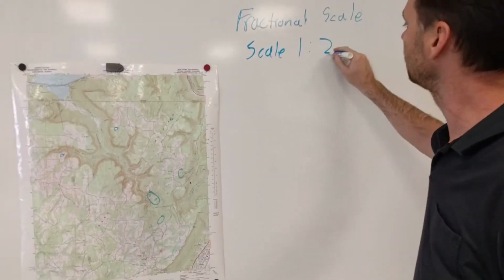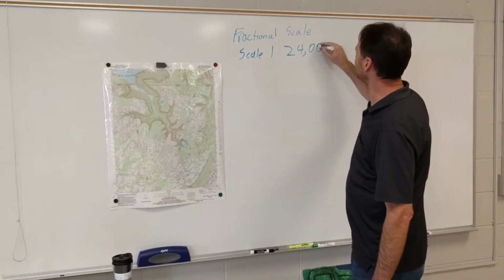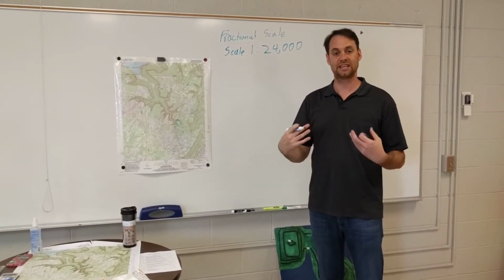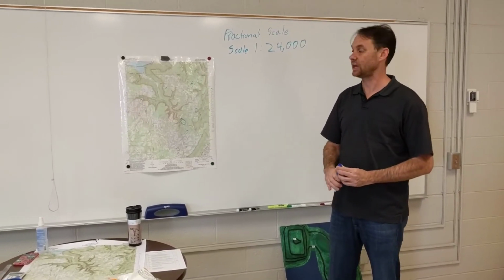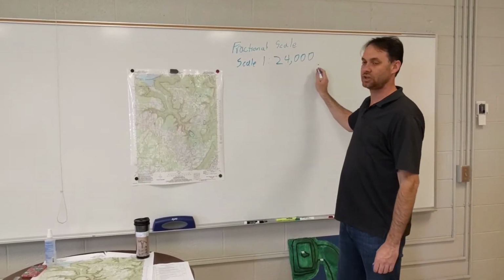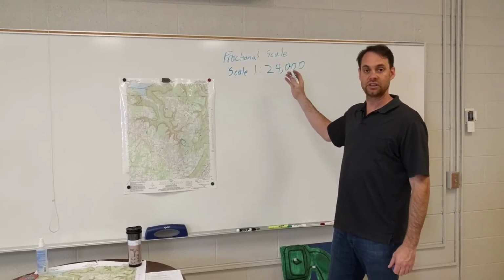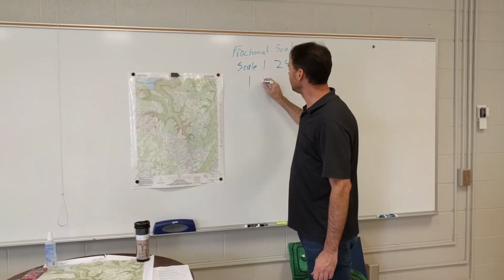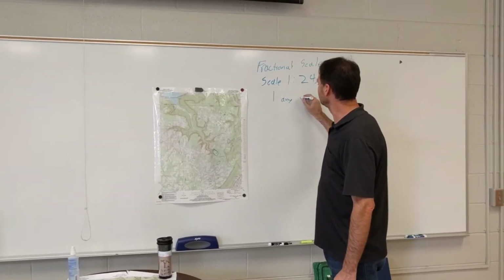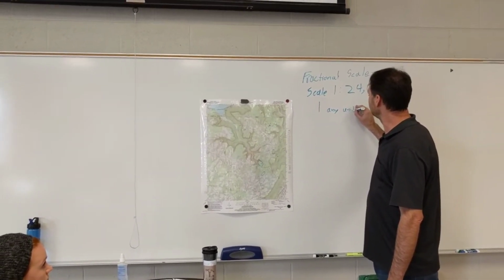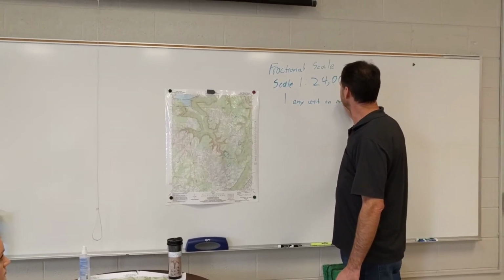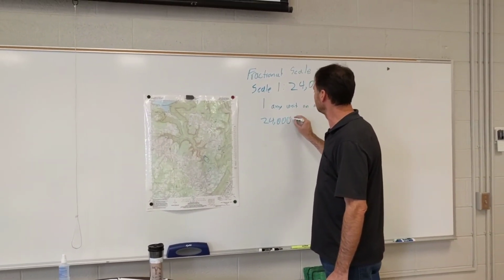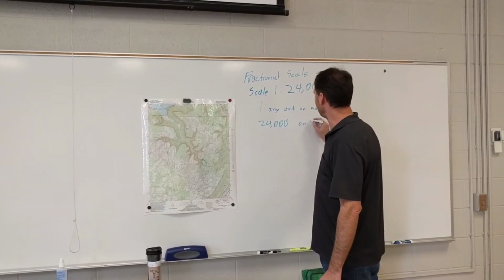Now, this part is extremely important, and it's the key to understanding fractional scale. Many people ask, what are the units? And the answer is that there are no units. This means literally that one of any unit on the map is equal to 24,000 of those same units on land.